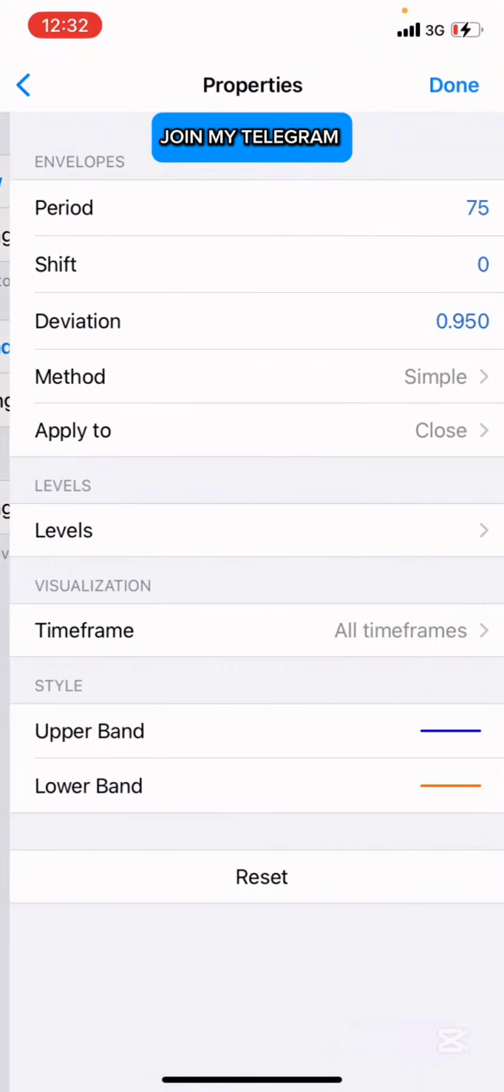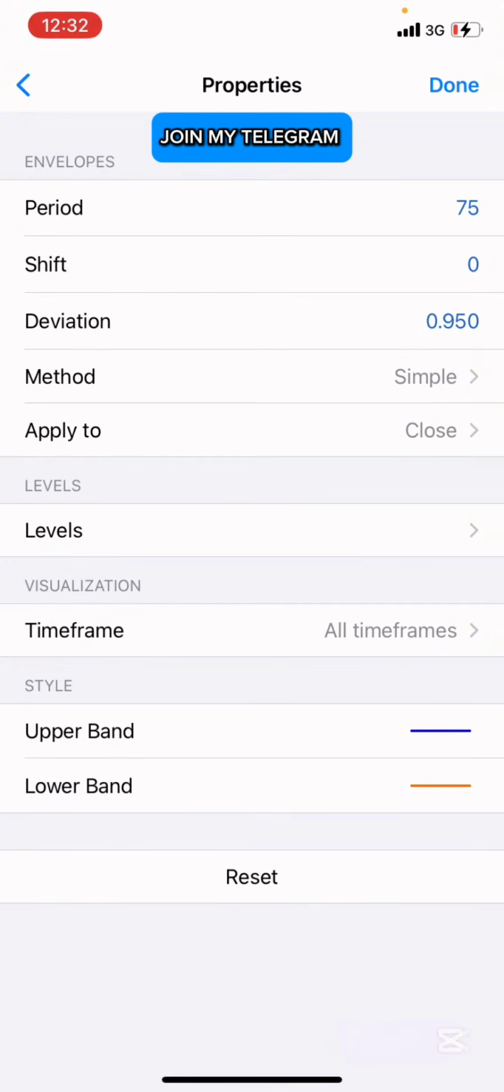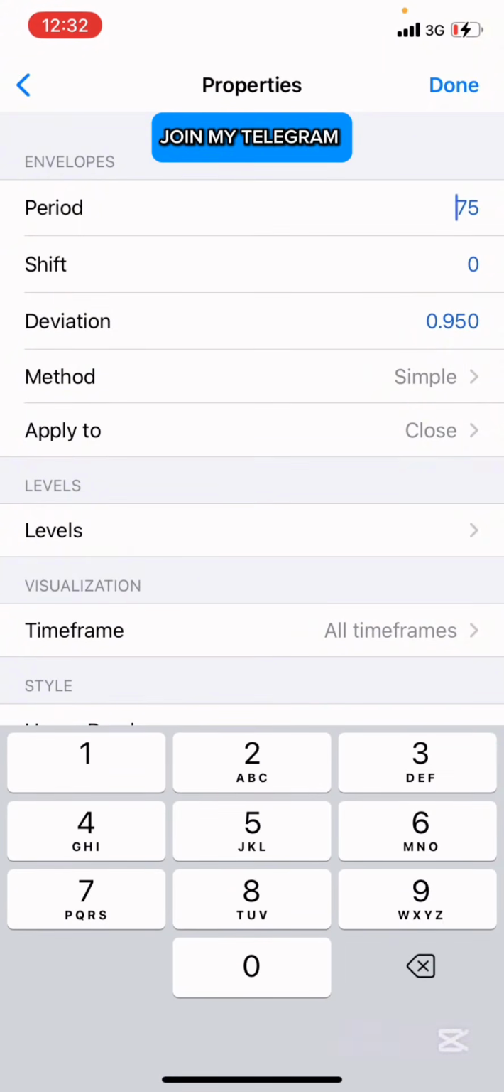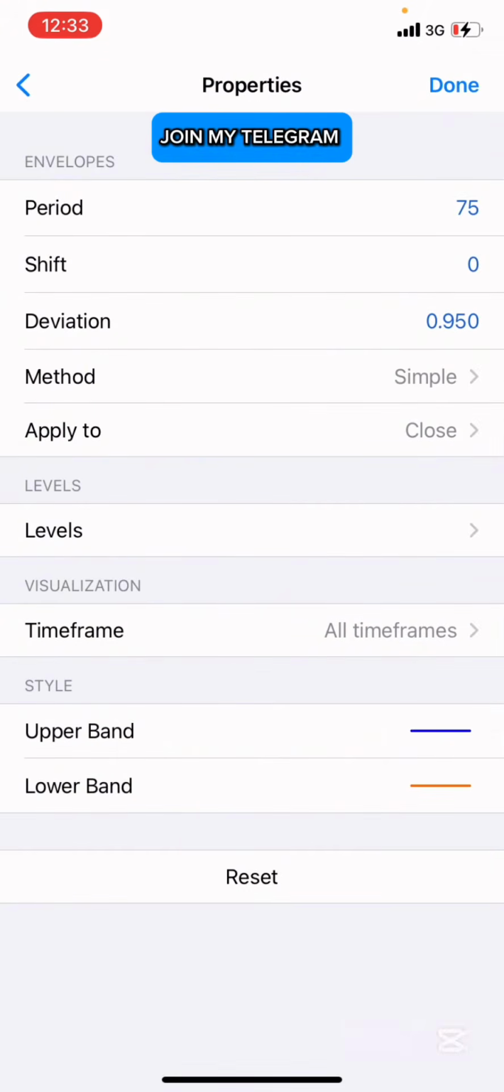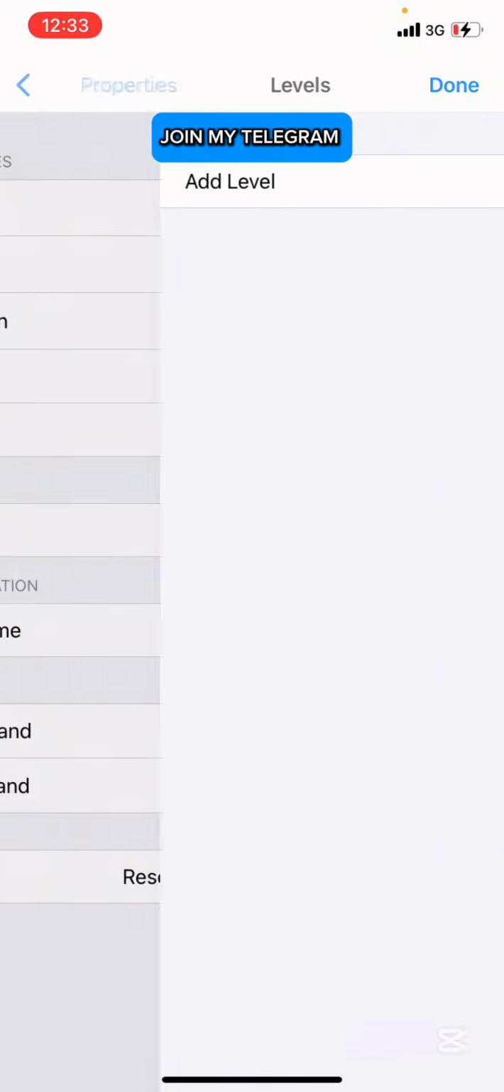Okay, now the reason I'm showing you these parameters like this is because of the new guys who are new to trading this type of indices, and they don't know how to set this up properly. All right, for the period, put on 70. Okay, 70 period, shift, you put 0. Deviation is going to be 0.950, the method simple. Okay, you put on simple, then you apply to close. You do not add any levels for this point.